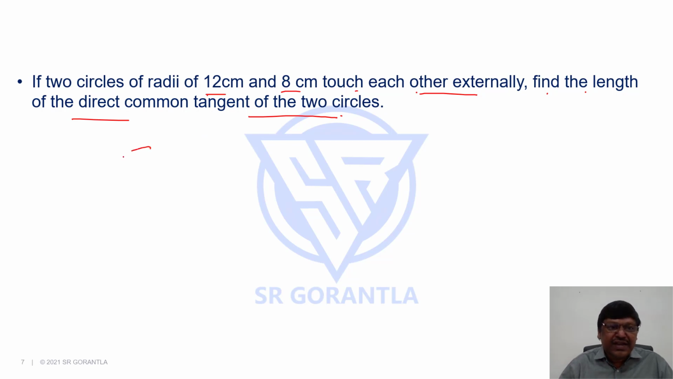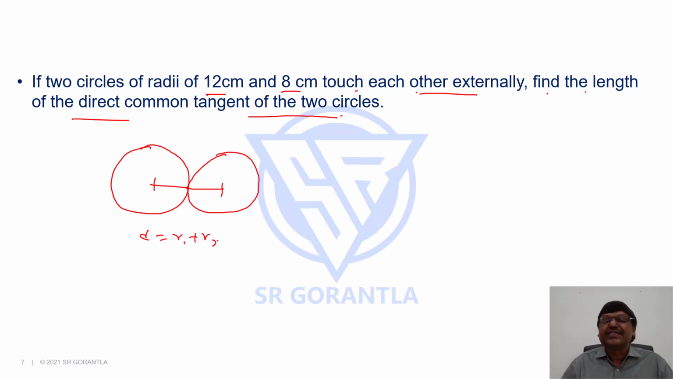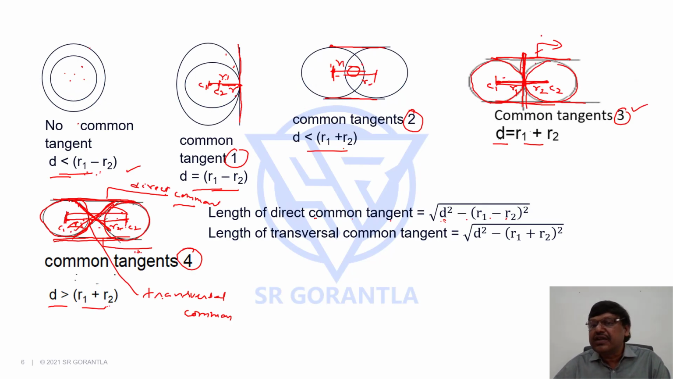Now, when two circles are touching each other externally, what we discussed just now, the distance between the centers will be equal to r1 plus r2, right? And what is the length of the direct common tangent? We discussed square root of d square minus (r1 minus r2) whole square. When the two circles are touching each other externally, the distance is equal to r1 plus r2, and length of direct common tangent is square root of d square minus (r1 minus r2) whole square.